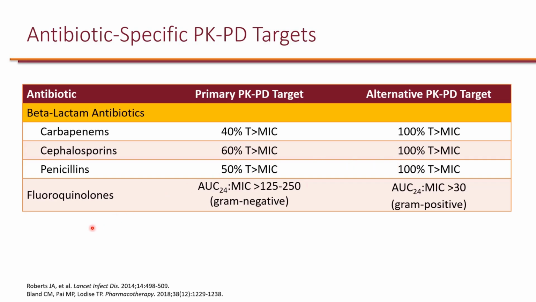For fluoroquinolones, you can see that the PK/PD target is AUC to MIC. The majority of the data is with gram-negative, so it's proposed an AUC to MIC ratio of more than 125 to 250 is required for gram-negative activity. For gram-positive, a lower target of at least 30 is proposed.